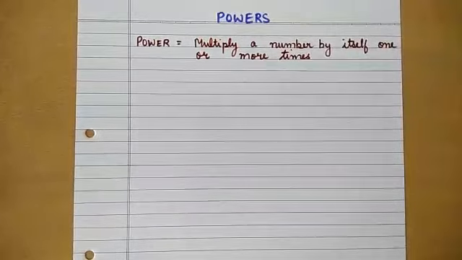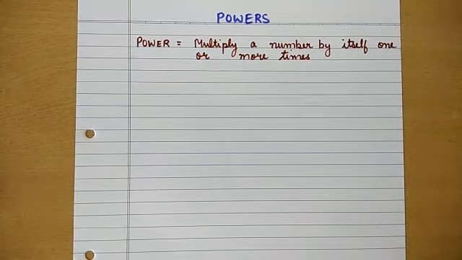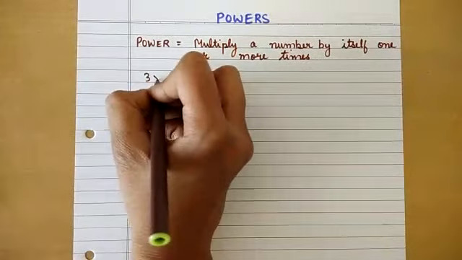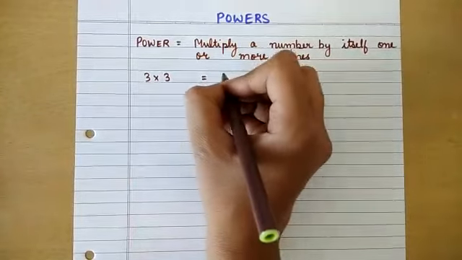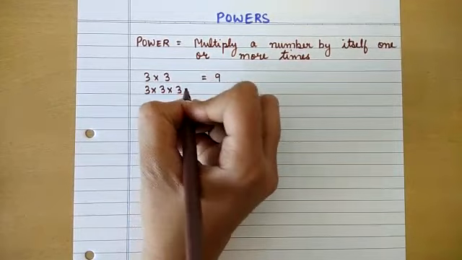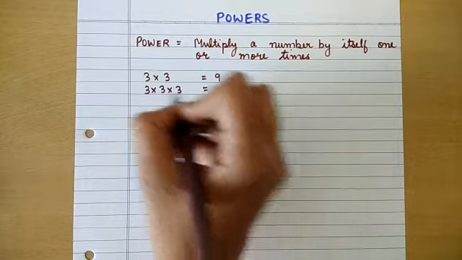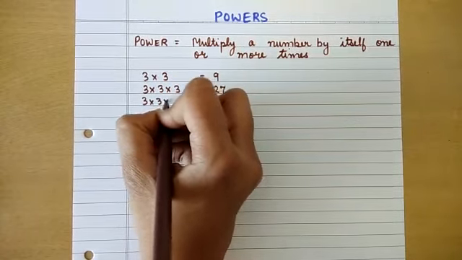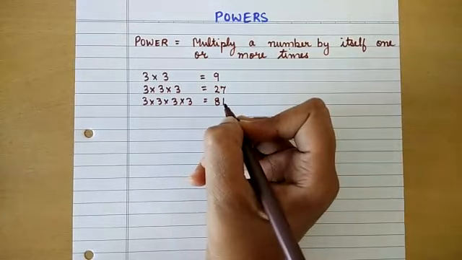Today we are going to learn about powers, also known as exponents. Power means multiplying a number by itself one or more times. For example, 3 into 3, that is 3 multiplied by itself 2 times, is 9. 3 into 3 into 3, that is 3 multiplied by itself 3 times, is 27. And 3 into 3 into 3 into 3 is 81.